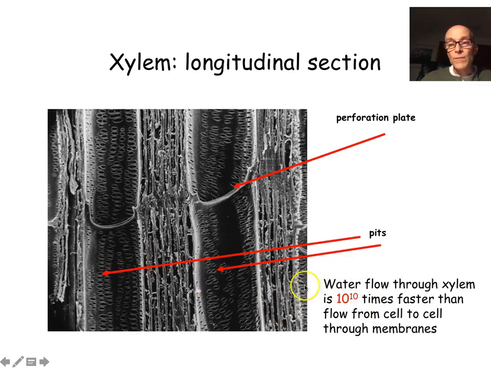So water flow through the xylem, as sort of a fun fact on the side, allows water to travel 10 to the 10 times faster than flow from cell to cell through membranes. So having vascular bundles allows plants to transport water so much more efficiently than without it. So that's an innovation that was done during evolution of plants with vessels, with vascular systems.